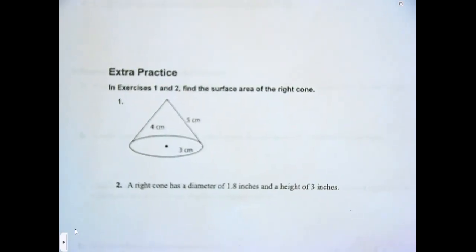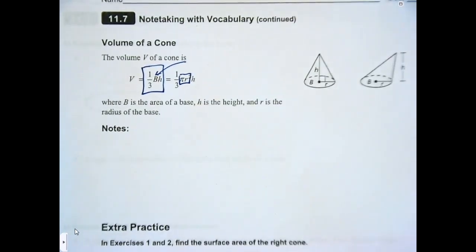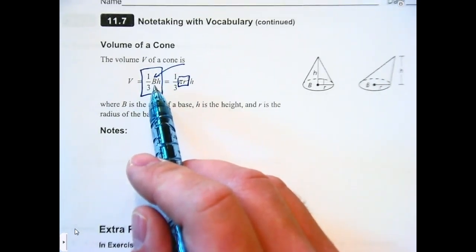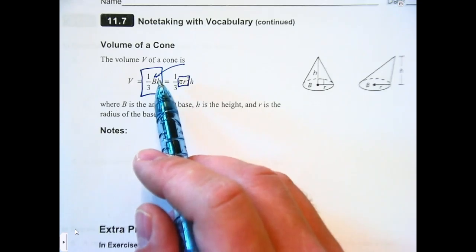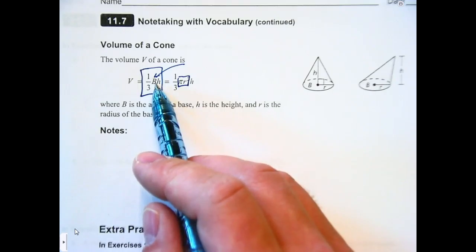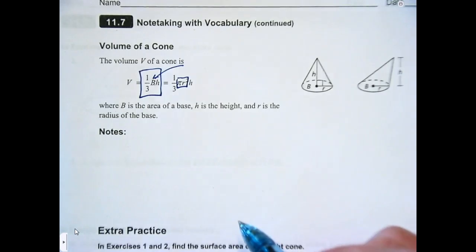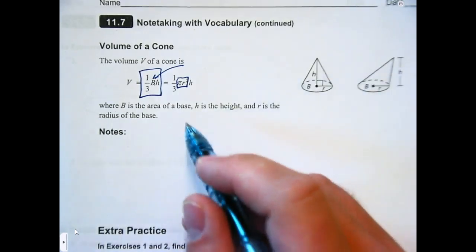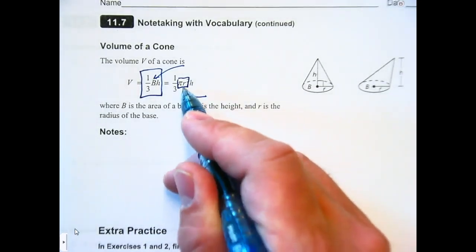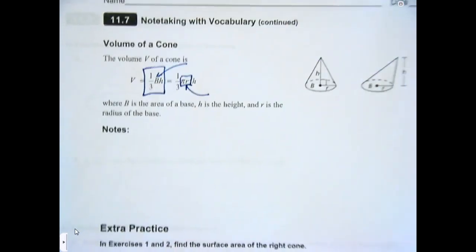Drew? What's the difference in using the first one and the second one? We use them both at the same time. This and this? Yeah. Well, what does B mean? Base. So what about the base? The area of the base. And what's the area of the base of a cone? The circle. And how do you find the area of a circle? Pi r squared. That's why we have both of them. They're just saying that this is that. Yeah. Good.